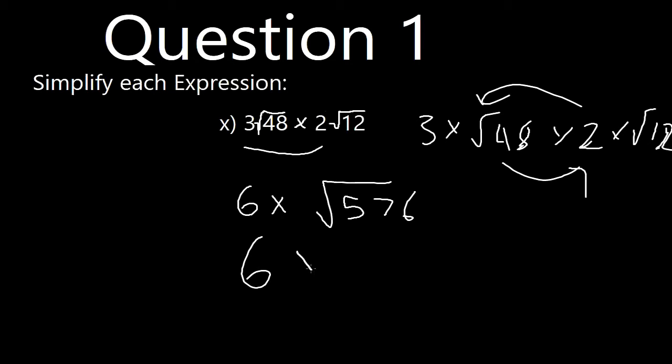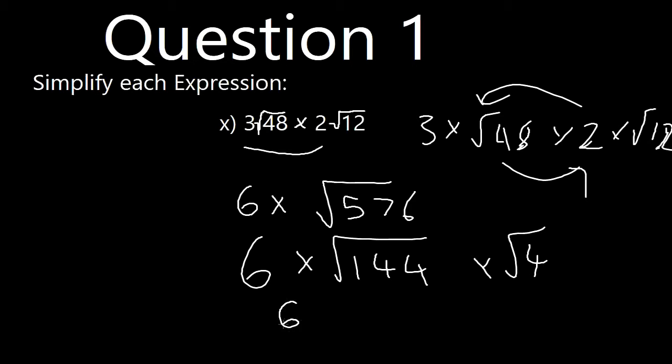So I've got 6 times root 144 times root 4, because 144 times 4 gives me 576. Now, both of these roots should look pretty familiar, so I've got 6 times 12, because 12 squared is 144, and 2, because 2 squared equals 4. Now again, they're all multiplications, so I can just go straight across and multiply them together. So 6 times 12 times 2 is going to give me 144. So that's my total answer right there.